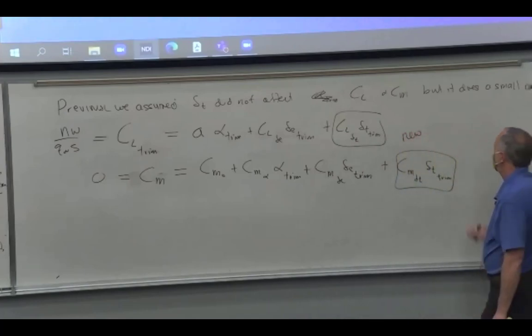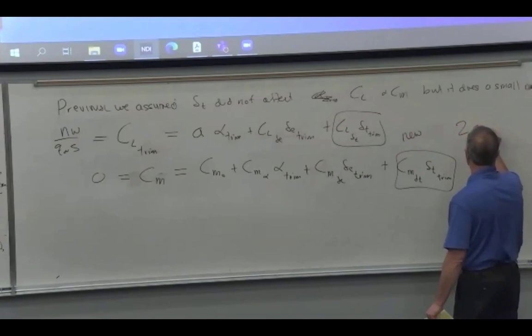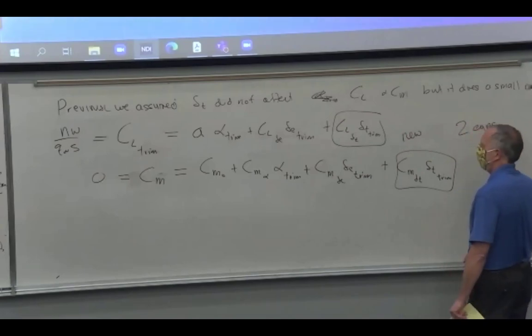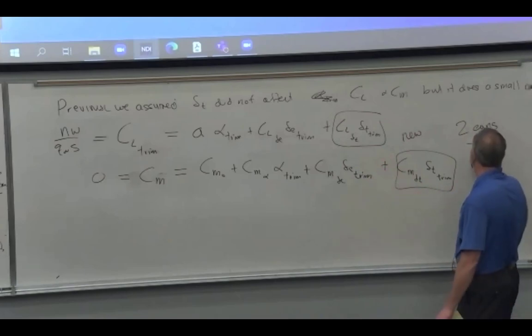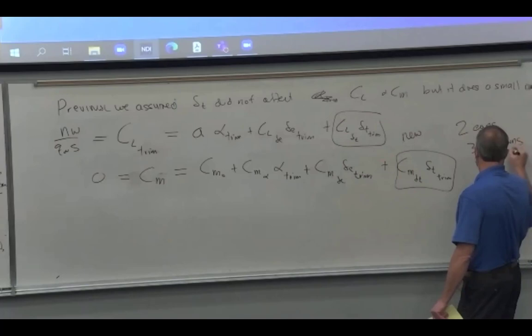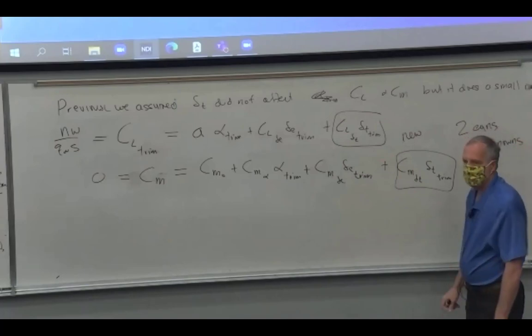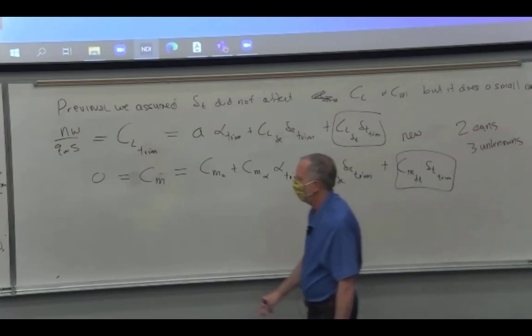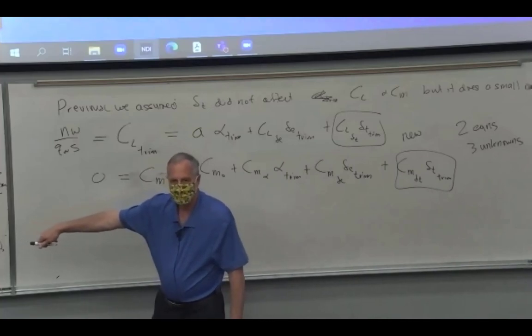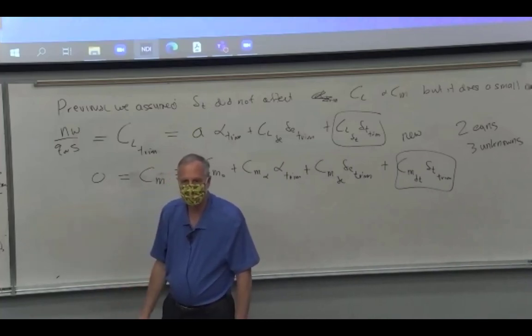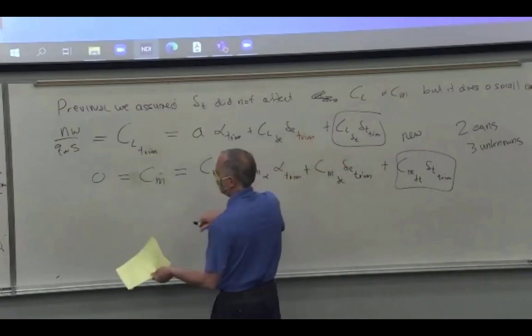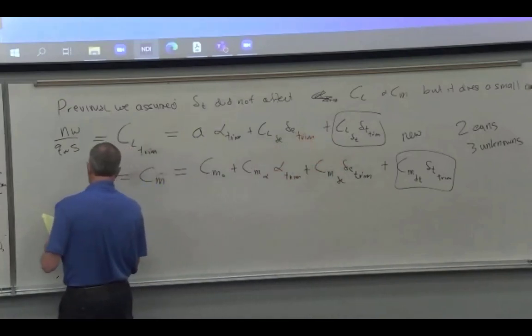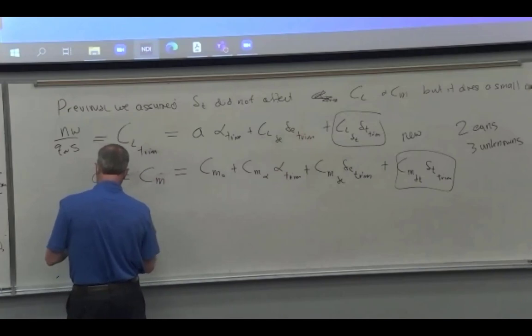And so before we had two equations and we had two unknowns, which are alpha and elevator. Now we have three unknowns. So we need another equation, which is what we used on the other board. But we just did it independently because we didn't include these effects. So these two equations weren't coupled to the trim tab equation. But now we have to add that third equation in.